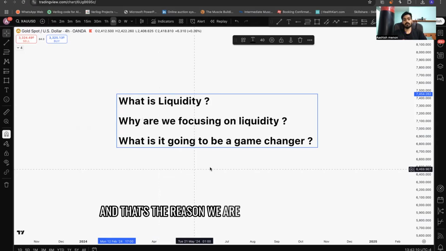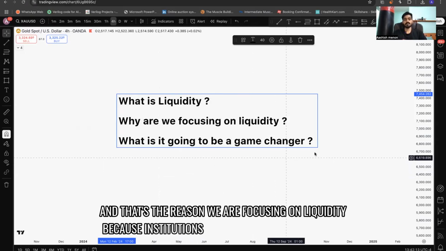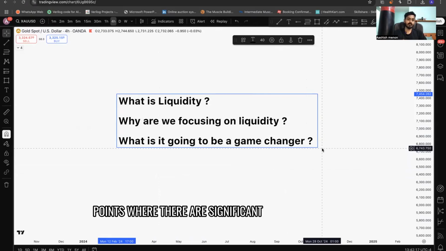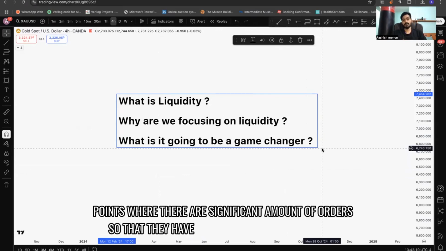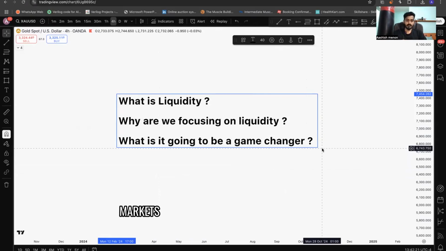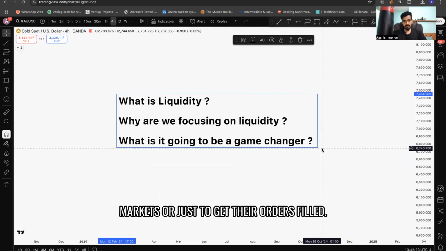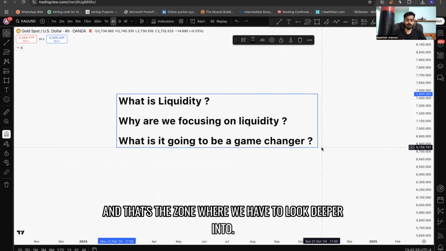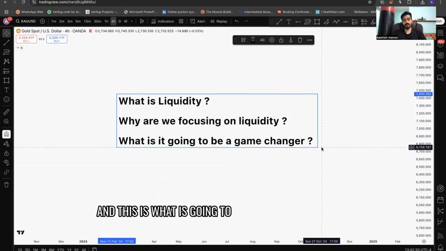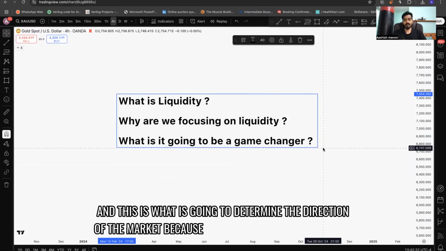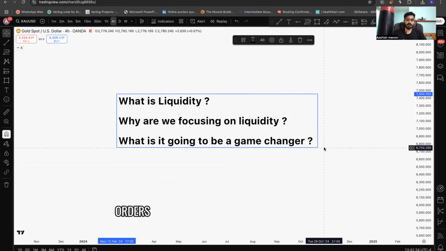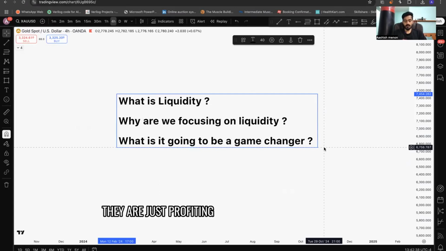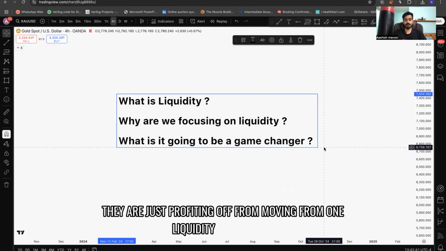That's the reason we are focusing on liquidity, because institutions are going to look into these points where there is a significant amount of orders, so that they have enough liquidity to move the markets or just to get their orders filled. And that's the zone where we have to look deeper, and this is what is going to determine the direction of the market, because institutions want to get their orders filled from one liquidity to another. They are just profiting from moving from one liquidity to another.